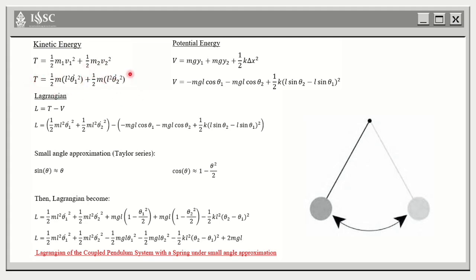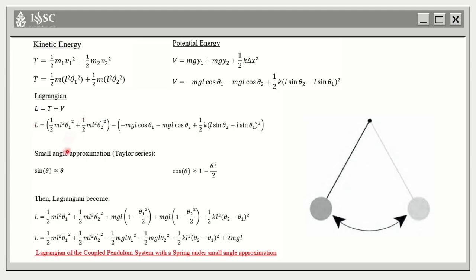And the potential energy is equal to m g y1 plus m g y2 plus half k delta x squared, where this last term stands for the spring. And then we have the potential energy here. Then after we have the kinetic and potential energy, we can put the values into the Lagrangian function, where L is equal to T minus V. So we have this value.